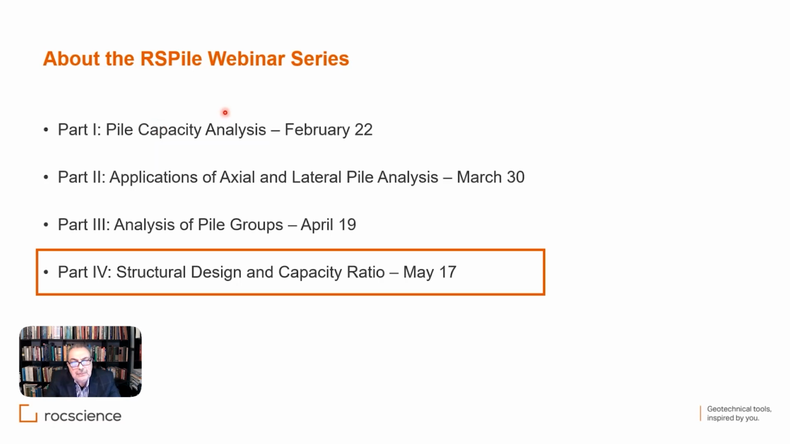About this series, we had 3 previous parts that were held on February 22, March 30, and April 19, successively. The first one was about the pile capacity. The second one was about the axial and lateral pile analysis. The third one, the previous one, was about the analysis of pile groups. Today we are in the fourth part, structural design and capacity ratio. Today is May 17, 2023.